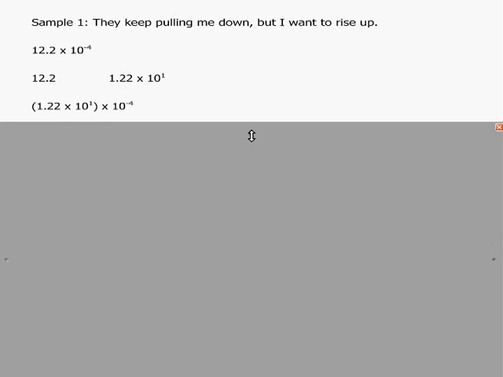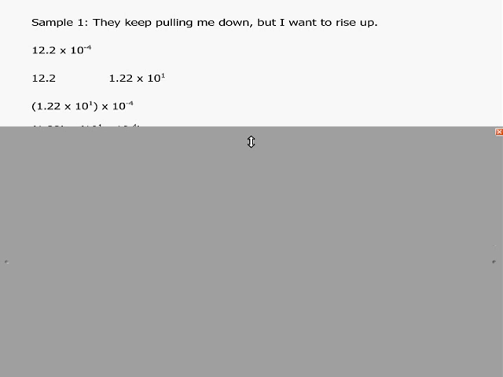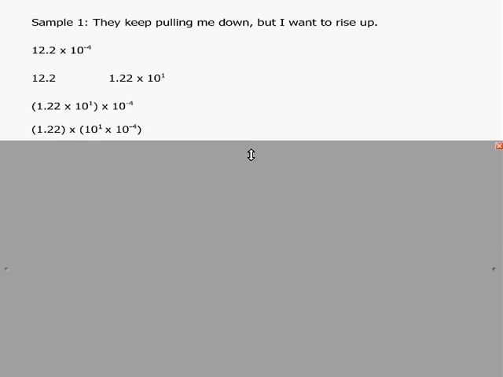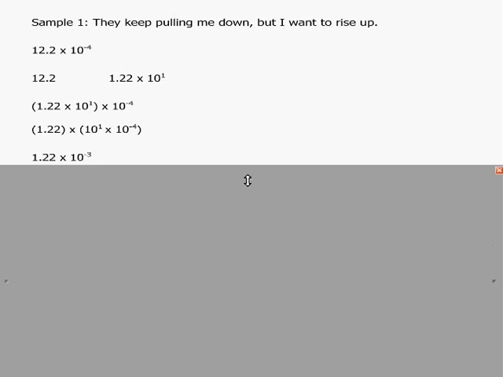Substituting 1.22 times 10 to the first into the original equation, we get what follows: 1.22 times 10 to the first times 10 to the negative fourth. And then we use our friend the associative property to make this expression look a little more familiar. And we see some familiar monomials that we are able to multiply quite easily. When we multiply monomials with the same base, of course, we add the exponents, so we end up with 1.22 times 10 to the negative third.